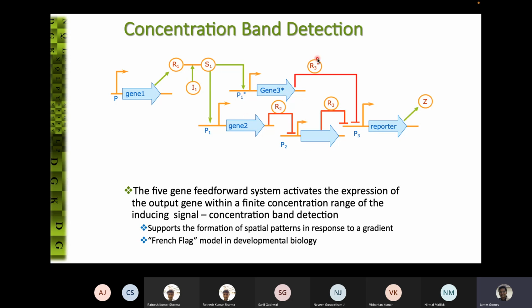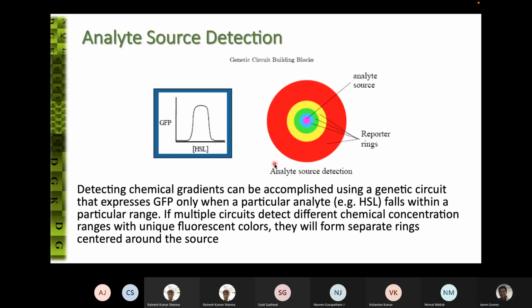So you can see that this one loop is going here and the other here, and both of them that meet here are actually inhibitory. So you have an activation in the first step, you have an inhibition in the second step, and an inhibition also coming from the third step here. Okay, and this one, when you model this, it allows you to detect this kind of a gradient.